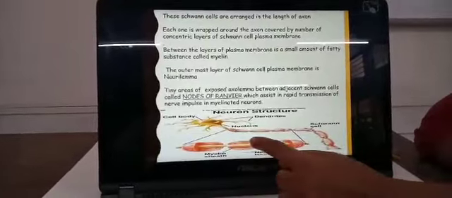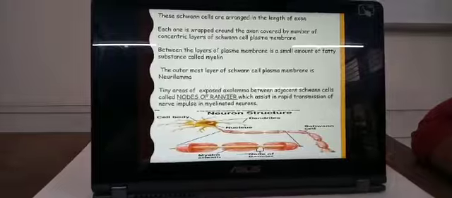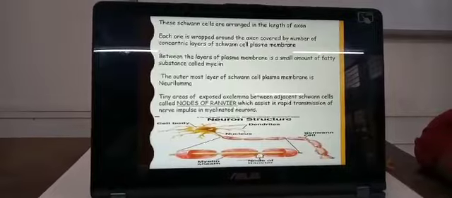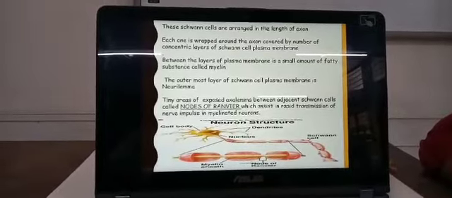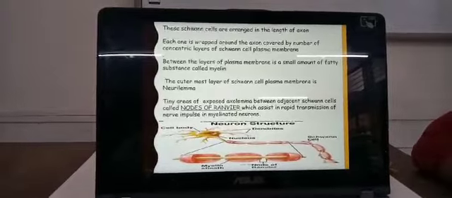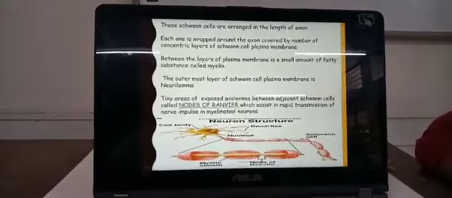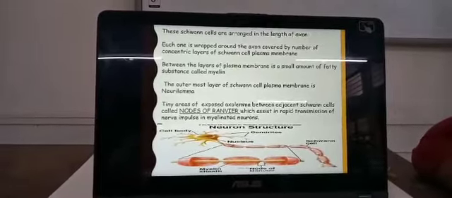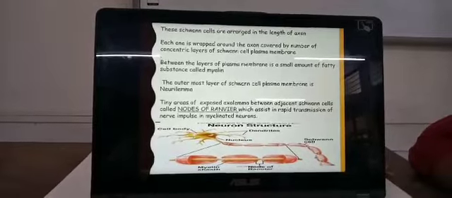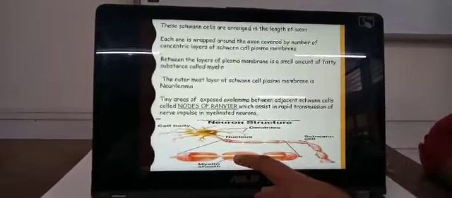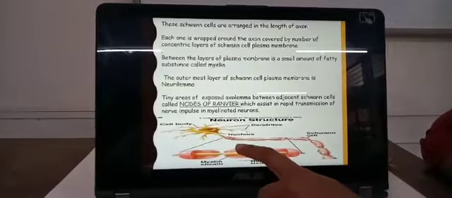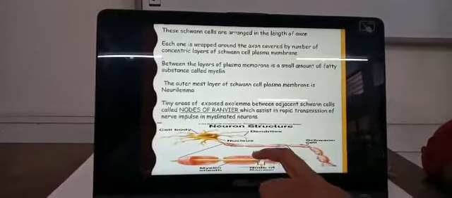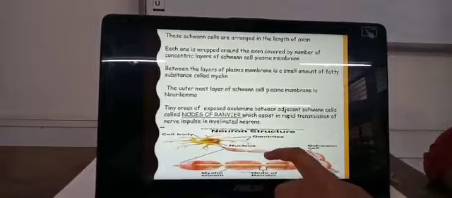Okay, the Schwann cells are arranged along the length of the axon. You see here Schwann cells, all these are arranged along the length of the axon. Each is wrapped around the axon, covered by a number of concentric layers of Schwann cell plasma membrane. Now when we learn about the transmission of nerve impulses and the action potential, all that we are going to learn in the next few classes. There you will learn about plasma membrane. You shouldn't wonder where the plasma membrane is from. The plasma membrane is present in the Schwann cell. What is a Schwann cell? This is the axon. The axon is covered by the Schwann cell plasma membrane.